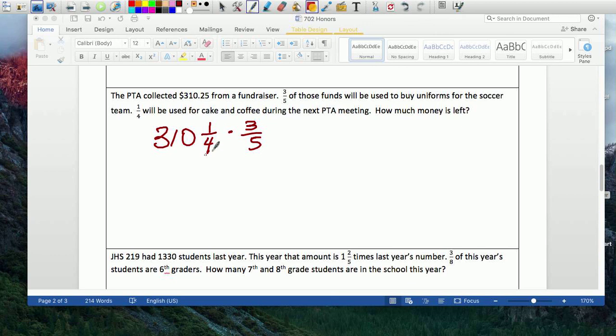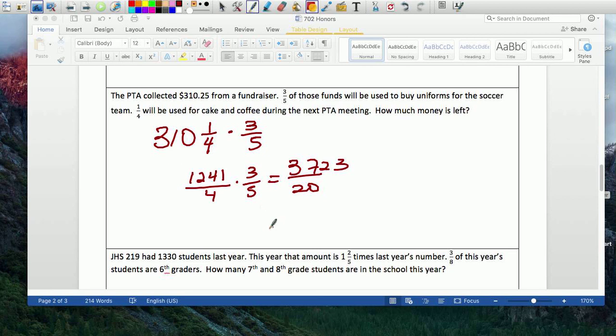So to multiply, again, 310 times 4 equals 1,240, plus the 1, right? Over 4 times 3/5. Nothing to simplify, so at the bottom I get 20, and 1,241 times 3 equals 3,723.